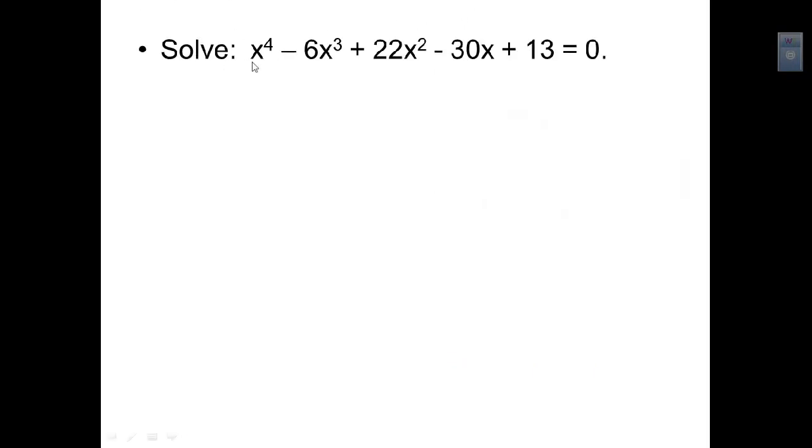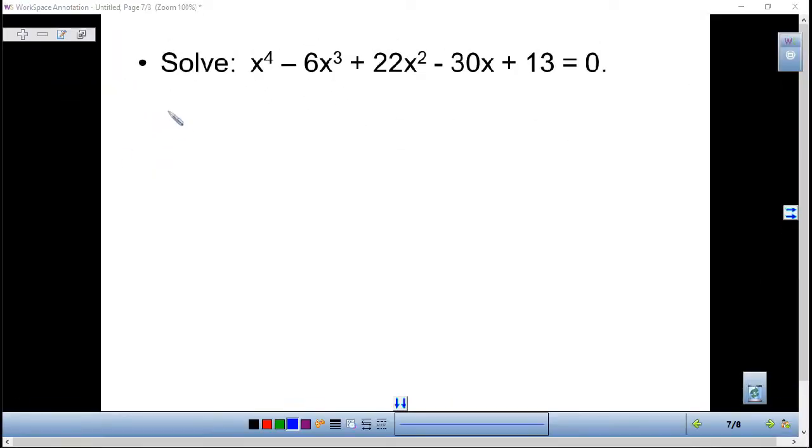All right, so let's solve this one. We got x to the fourth minus 6x cubed plus 22x squared plus 30x plus 13 equals 0. So we're still going to solve this the same way. Let's go ahead and list the PRZs. We got plus or minus all the factors of 13. Wow, that's tough. 1 and 13. And all the factors of 1, which is 1. So we have plus or minus 1 and 13.